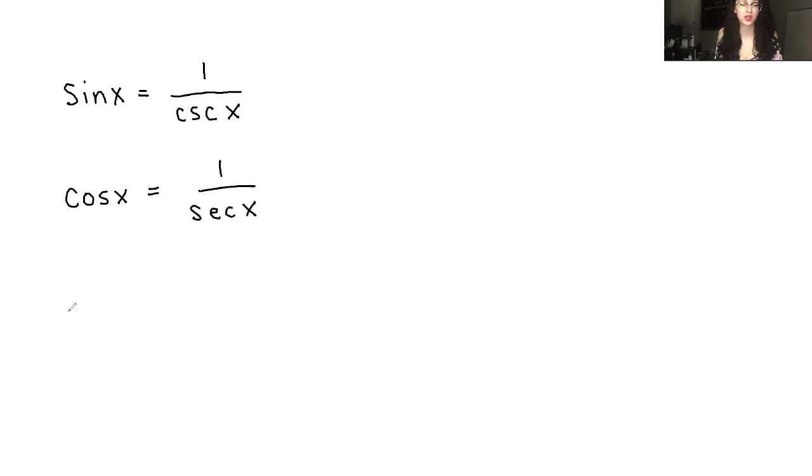Something else we need to know from trigonometry is the trig functions and their reciprocals. So we need to know that sine x equals 1 over cosecant x. We need to know that cosine x is equal to 1 over secant x, and that tangent x is equal to 1 over cotangent x. And tangent x can also be written as a ratio of sine and cosine, such as sine x over cosine x.